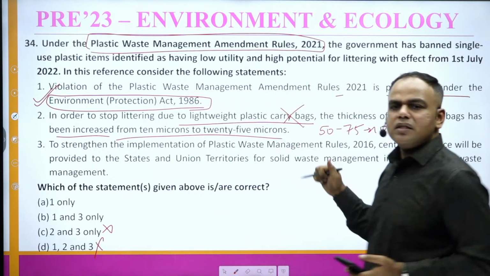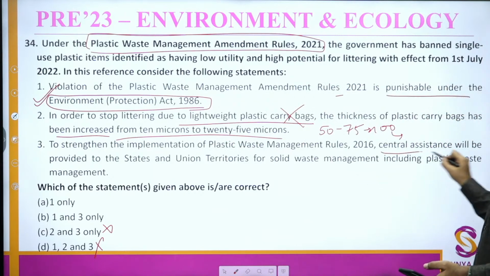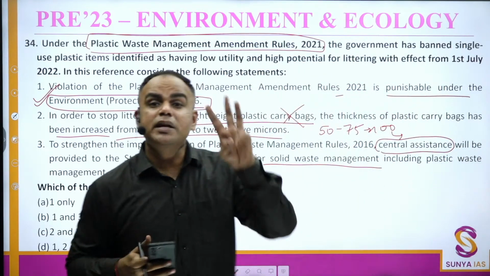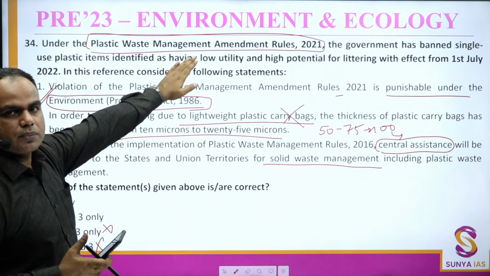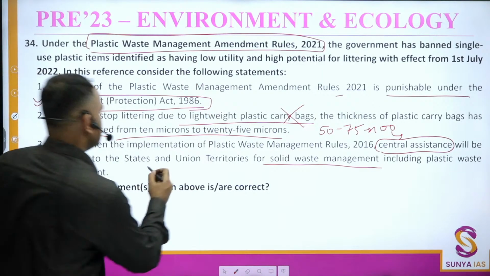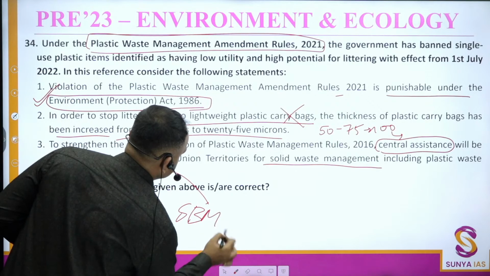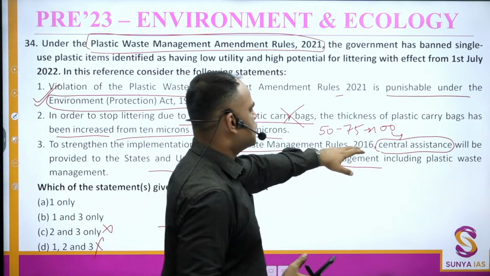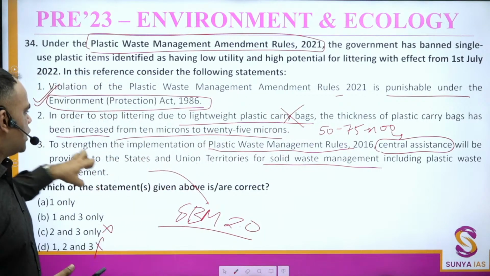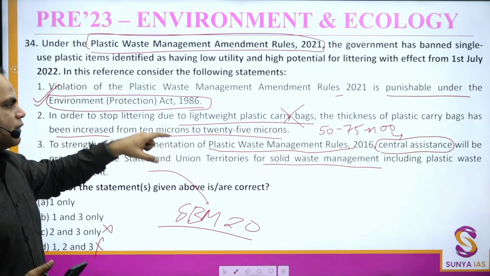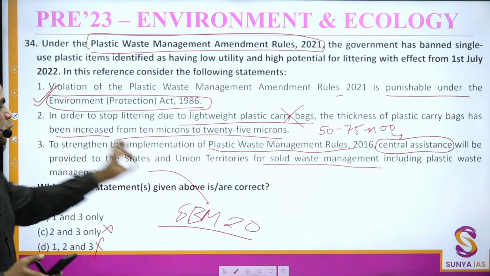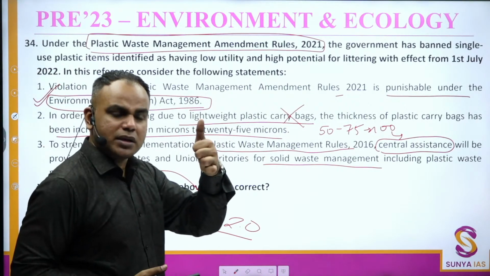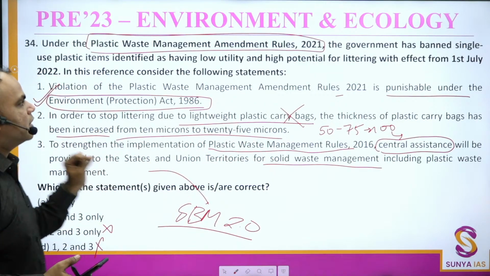Third, to strengthen the implementation of plastic waste rules, central assistance will be given to states and UTs for this waste management. Now this third statement is true, but it is not related to these rules. This assistance is being provided under Swachh Bharat Mission 2.0. So it is not under these plastic waste rules. Actually, central assistance is going to be provided to states and UTs for solid waste management under Swachh Bharat Mission 2.0. In this mission, you talk about solid waste management and also about plastic waste management, right?